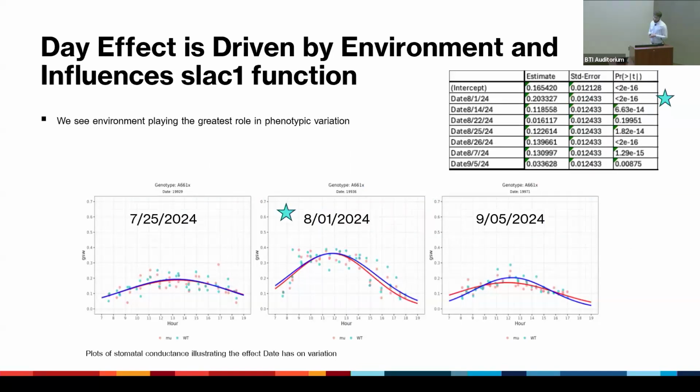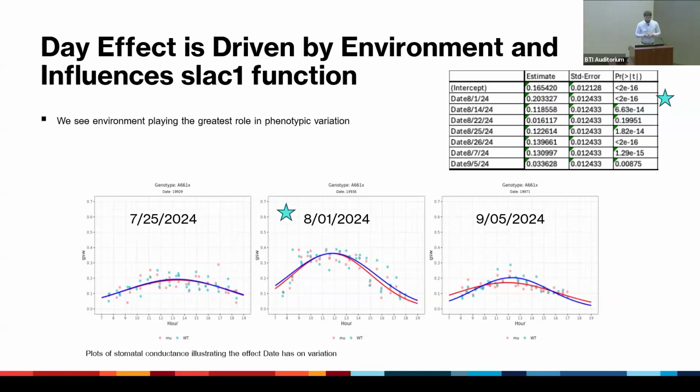So now we look at the date. The linear mixed effect modeling was showing this as being the most significant. We can look at the particular days that are driving this. And we see, again, at the estimates, the greatest positive value is showing the greatest variation here. And we see that 8-1, this day, does clearly have the greatest variation between the plots.